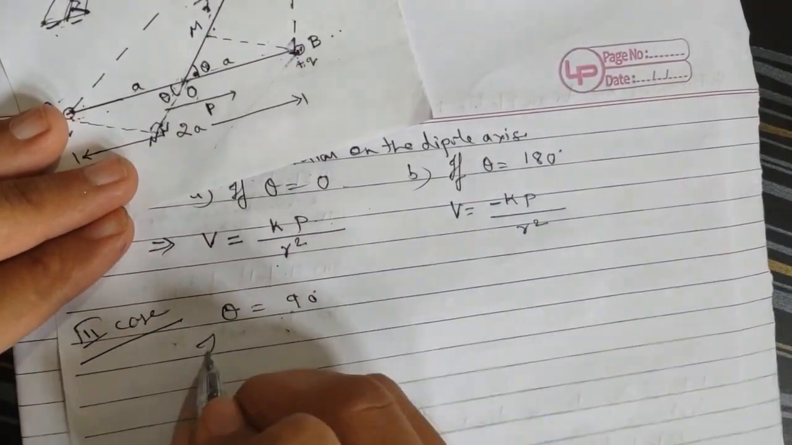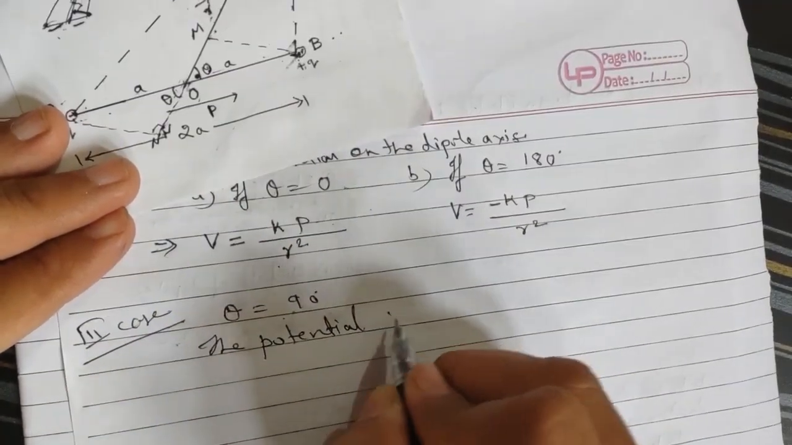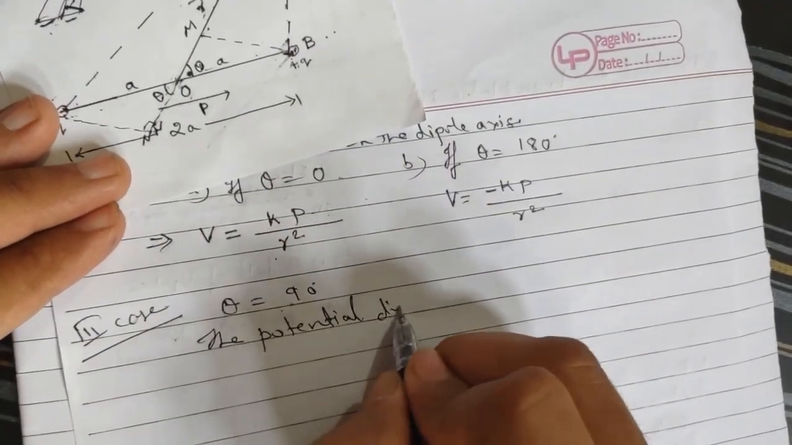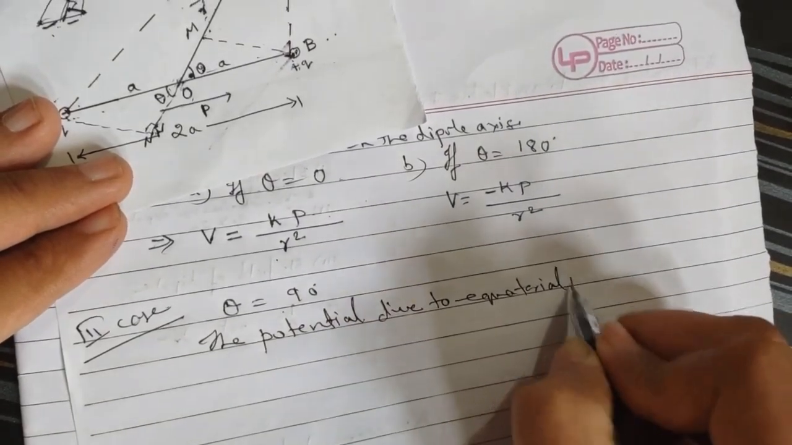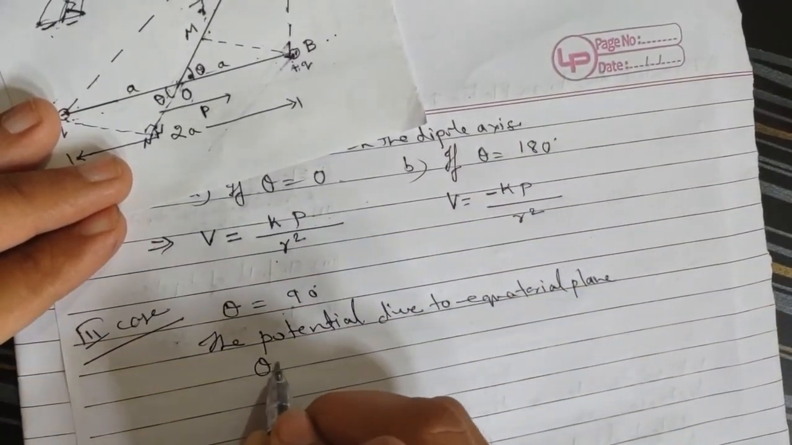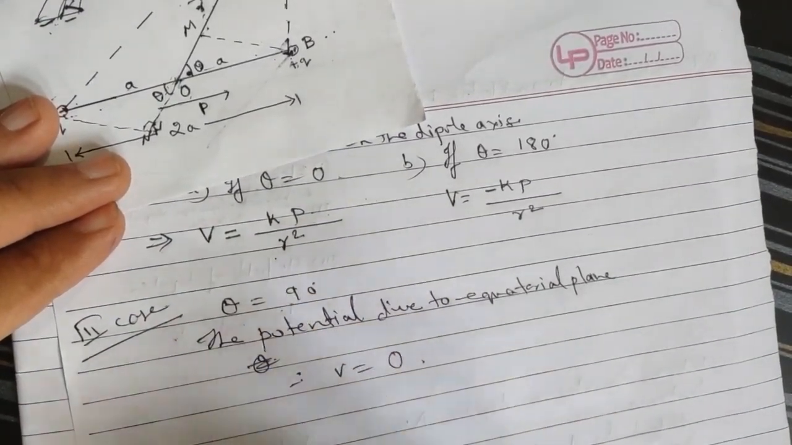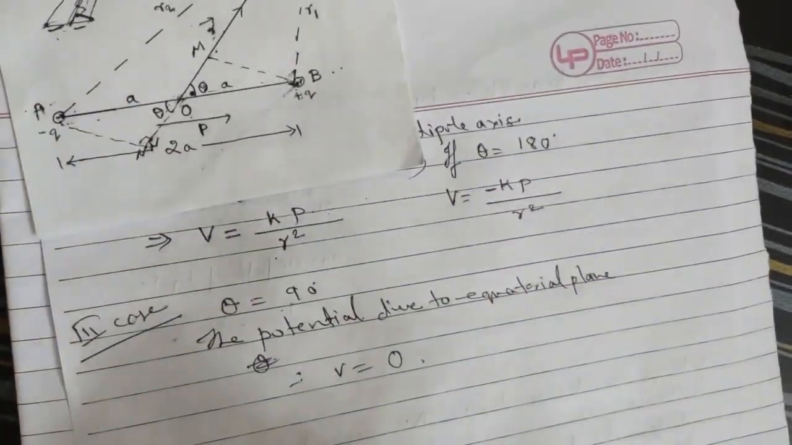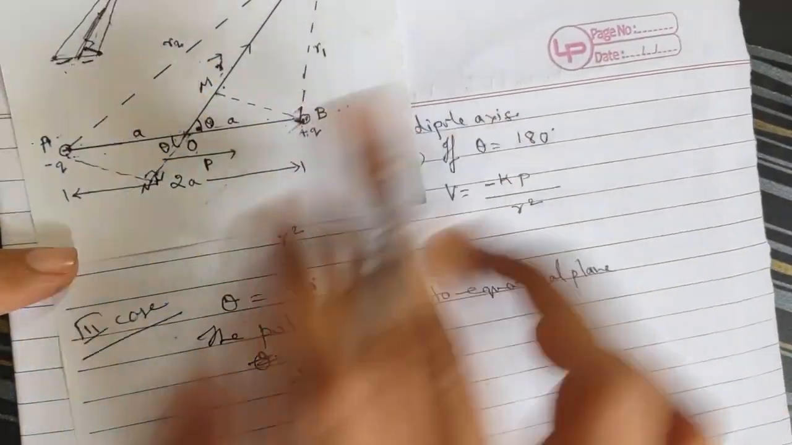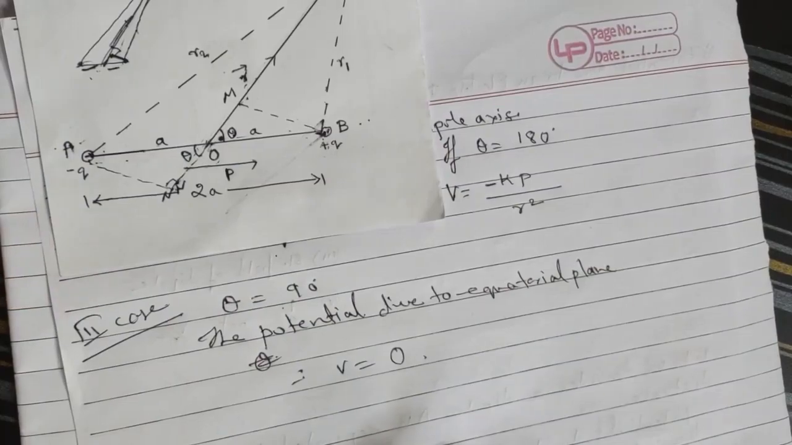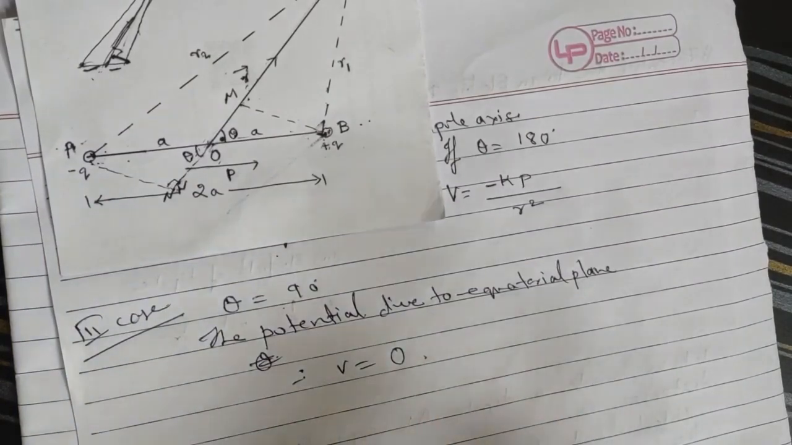That is, we can write the potential due to the equatorial plane, means theta is 90, therefore V will be 0. So this is the whole expression in case of any point P, on the axis, or in case of the equatorial plane. Okay, so here we have completed the expression for the potential due to an electric dipole.